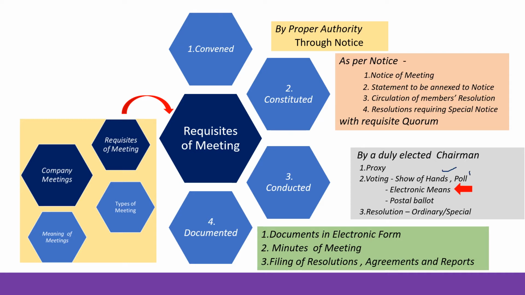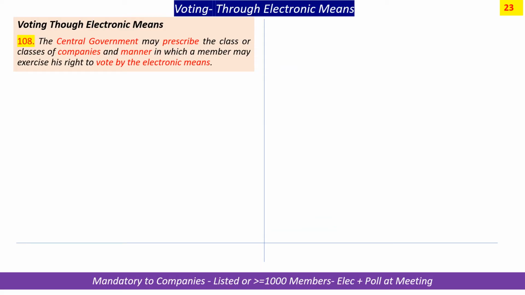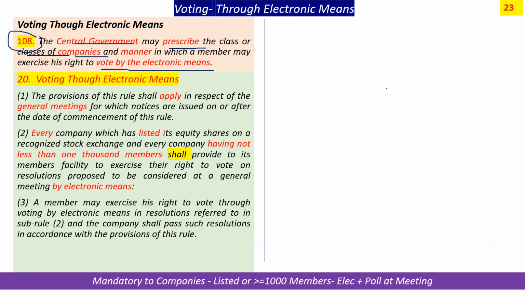We have covered the show of hands and poll, and now the improvement which has come back is voting by electronic means, and this is the advantage to the members. It says under section 108, the central government may prescribe companies or classes of companies where the voting shall take place through electronic means. And this is indicated in Rule 20 for the procedure.